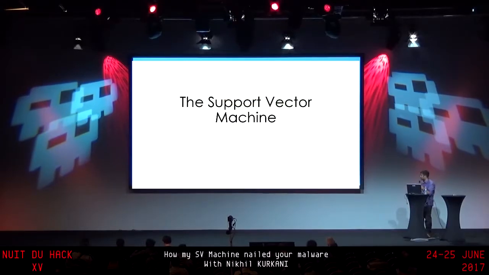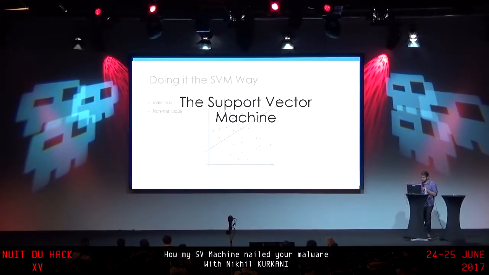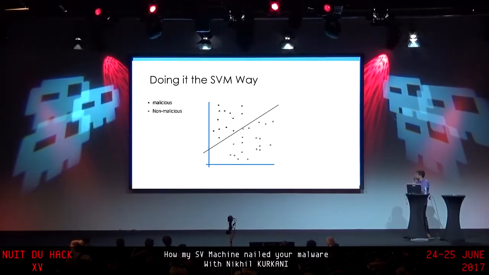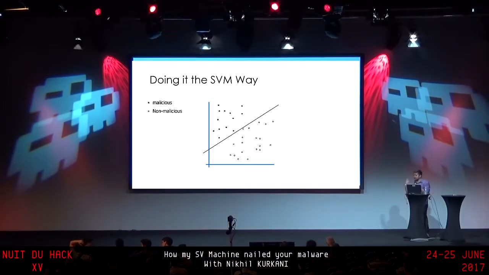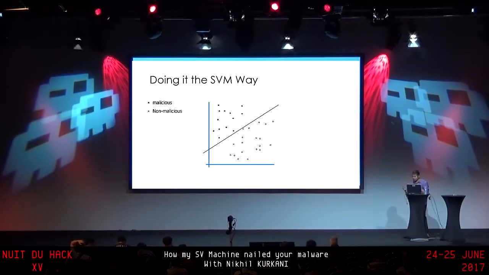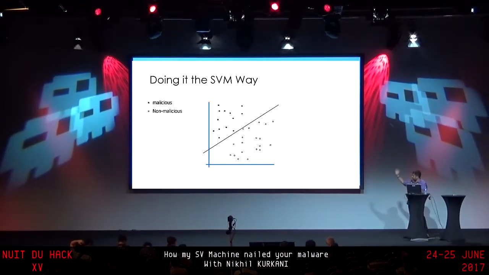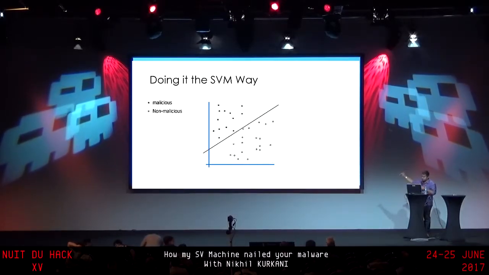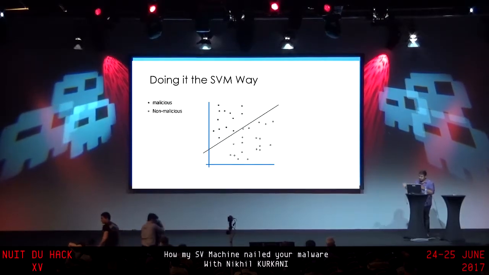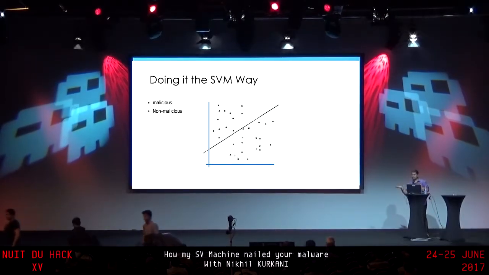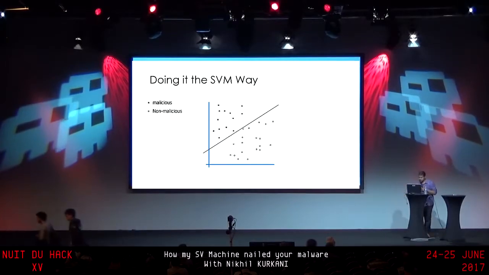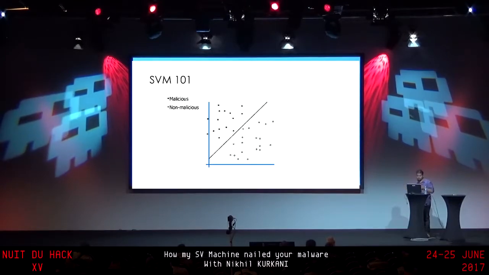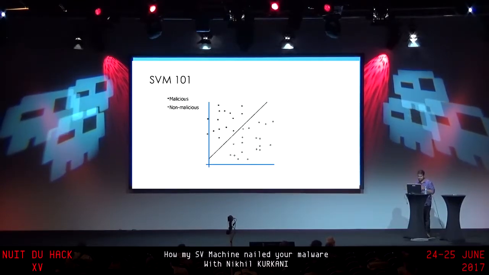Considering the support vector machine, which is like the hero in this scenario now, we'll do it the SVM way. This is just a two-dimensional space that I'm showing here, wherein you could easily segregate the malicious ones on the top and the non-malicious ones on the bottom, and this plane cuts through, which basically classifies which is malicious and which is non-malicious. So this is SVM 101, very basic, for people who didn't know what exactly SVM is.